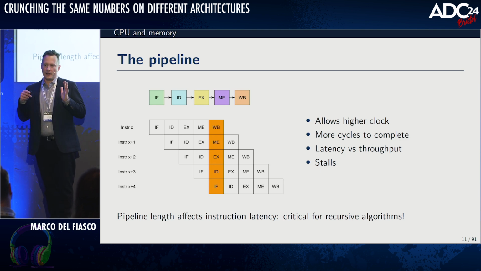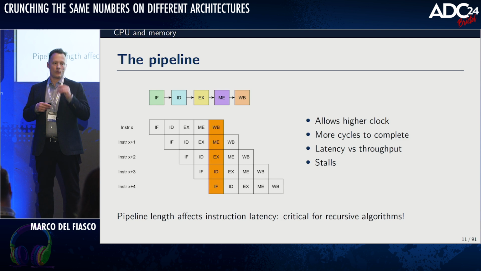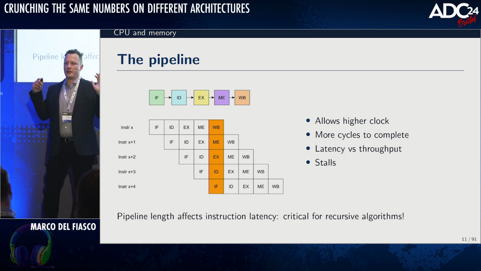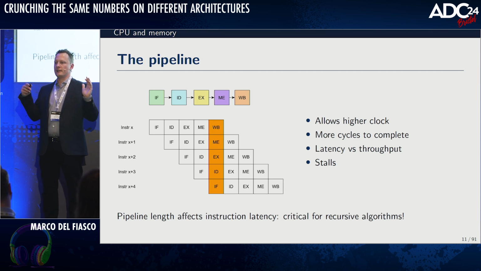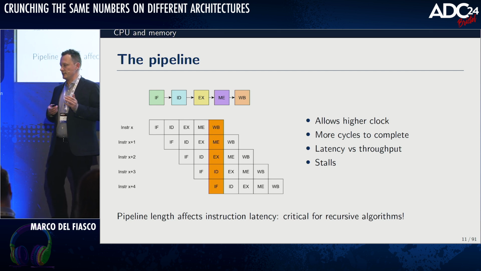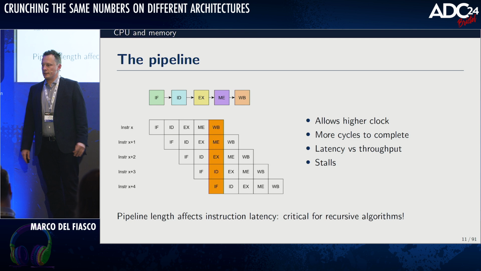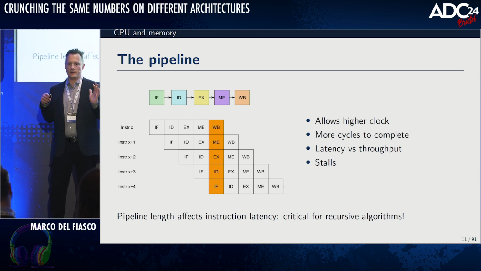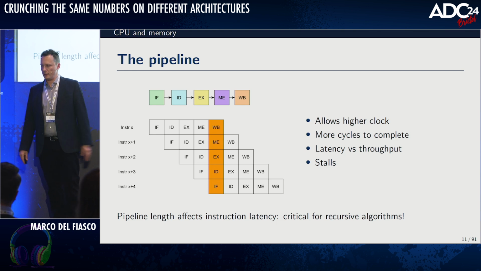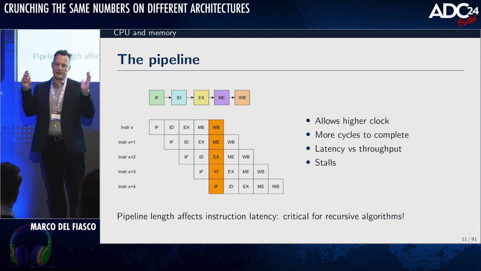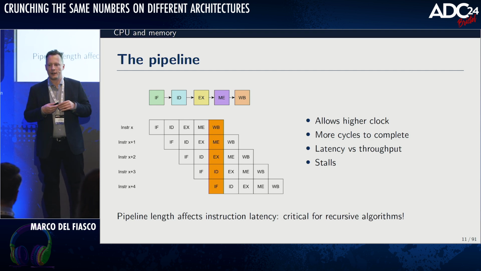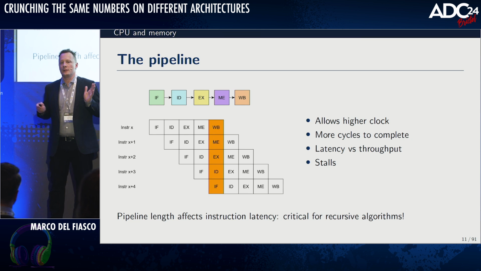The execution in pipeline can have stalls. So in particular, when there are memory accesses that require more than 1 cycle, typically the entire pipeline will stall, and then it restarts again when the data is ready. There is one important aspect of the architecture that influences the performance of the machine. So it's the pipeline length. Typically, since it affects the instruction latency, it's critical for recursive algorithms. So if you're running IIR filters, the pipeline length might be a problem.